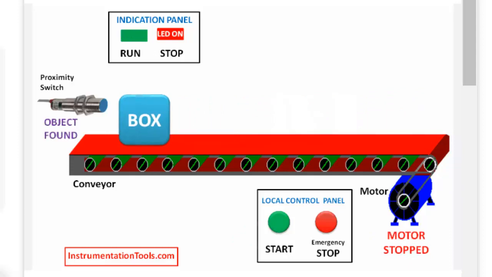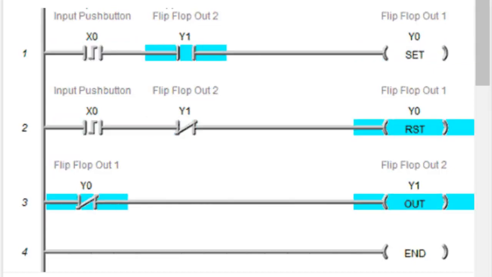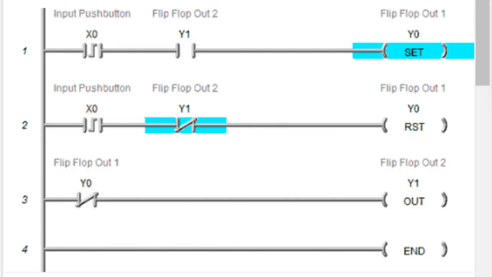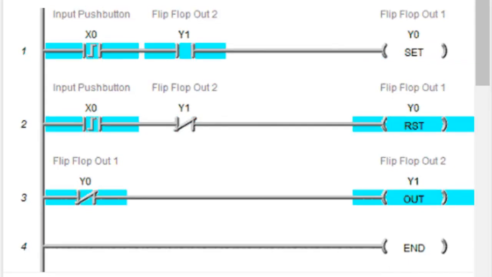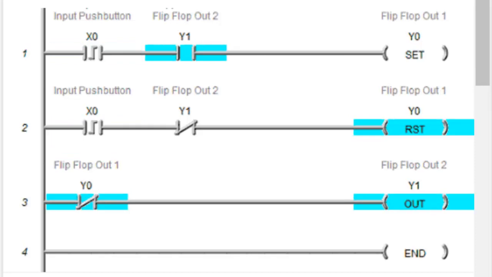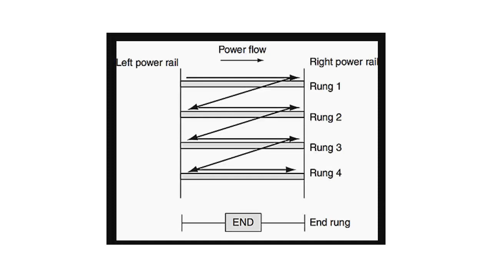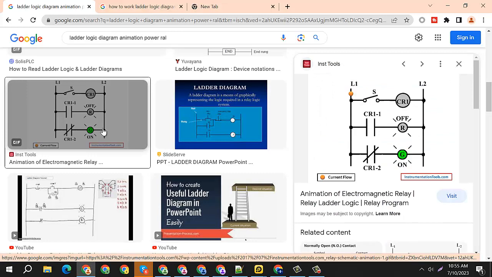Coils represent the output actions that are performed when the input conditions are met. When a coil is energized, it activates the associated output device, such as a motor or solenoid. Coils are often labeled with a symbol representing the output device they control. Power rails, typically represented by vertical lines on the left and right sides of the diagram, provide the electrical power needed for the contacts and coils.